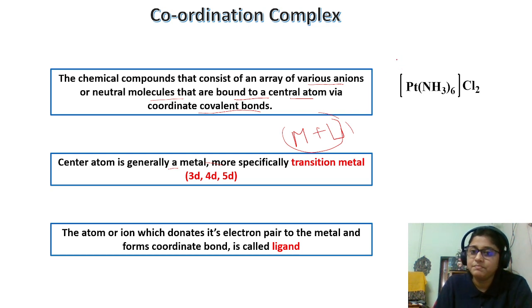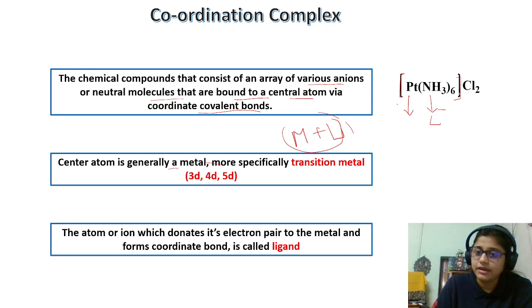This is an example. This square bracket is used to represent a coordination complex. This is the metal and this is the ligand. Six ammine ligands are donating electrons to the platinum metal. So this is the coordination complex.